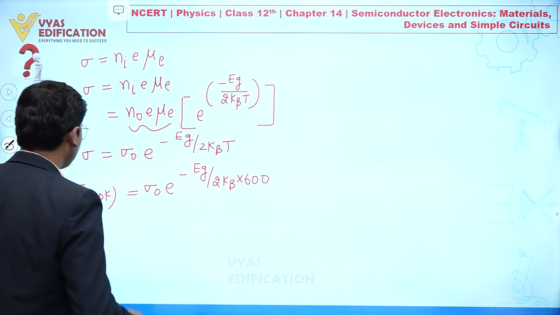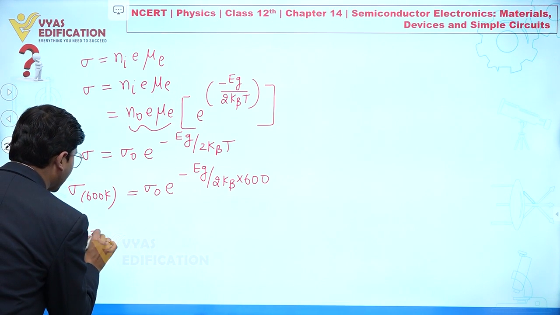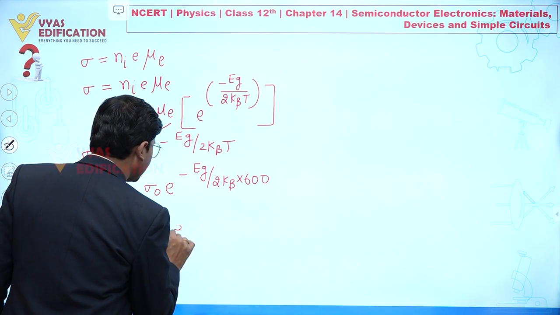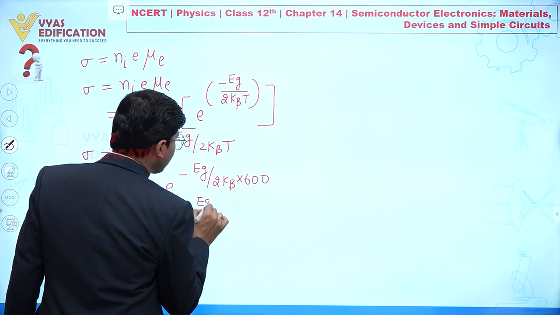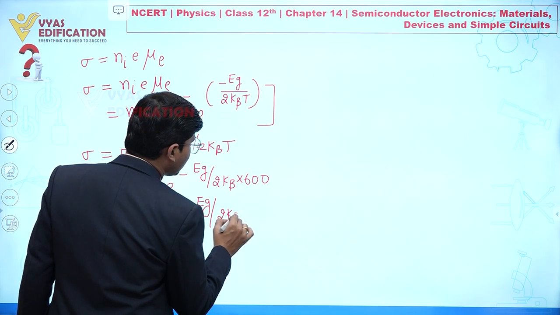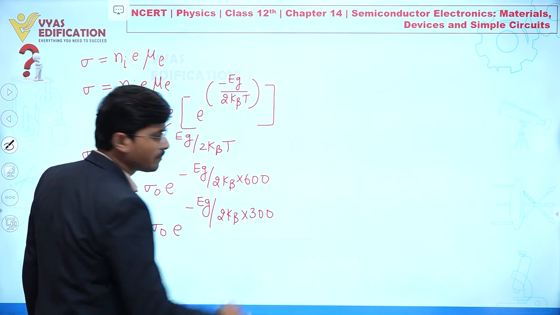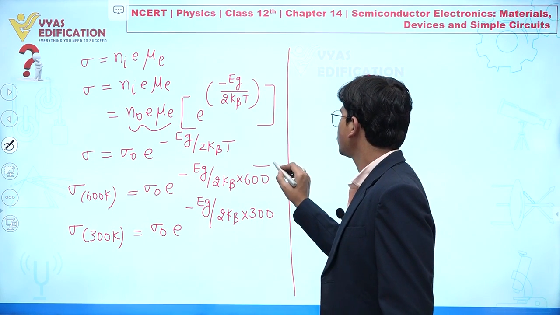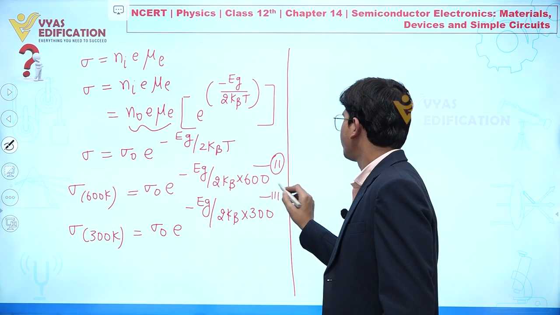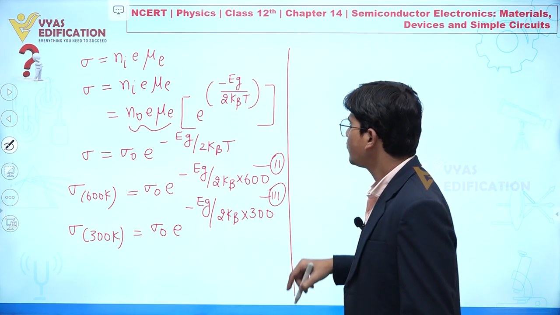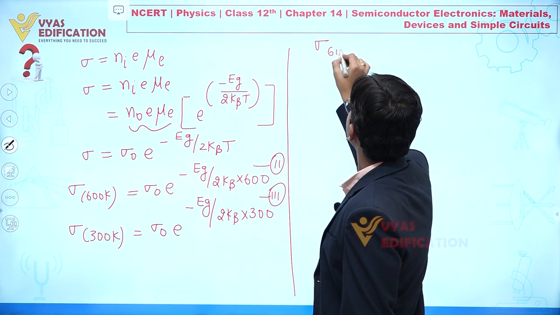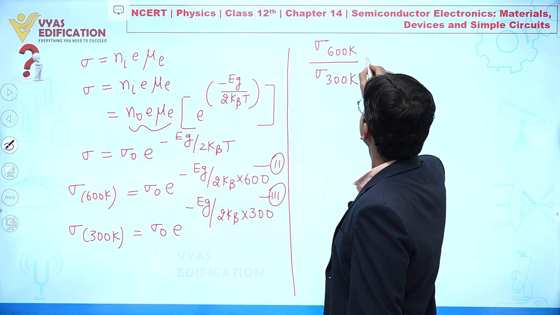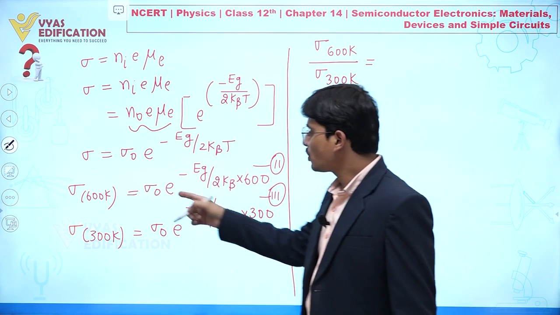Similarly, you can write the conductivity at 300 Kelvin, which is equal to sigma naught e to the power minus Eg by 2 kb times 300. Clear to everyone? So now if you divide both, let's suppose this is equation number 2 and this is 3. If I divide 2 by 3, we get sigma at 600 Kelvin over sigma at 300 Kelvin, which is equal to sigma naught over sigma naught.